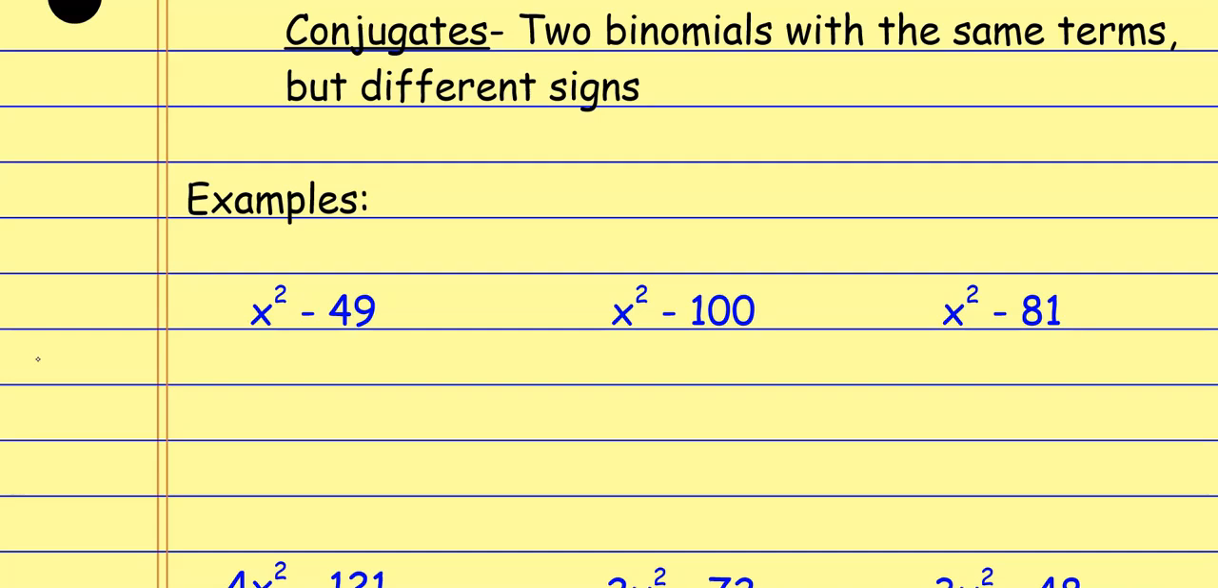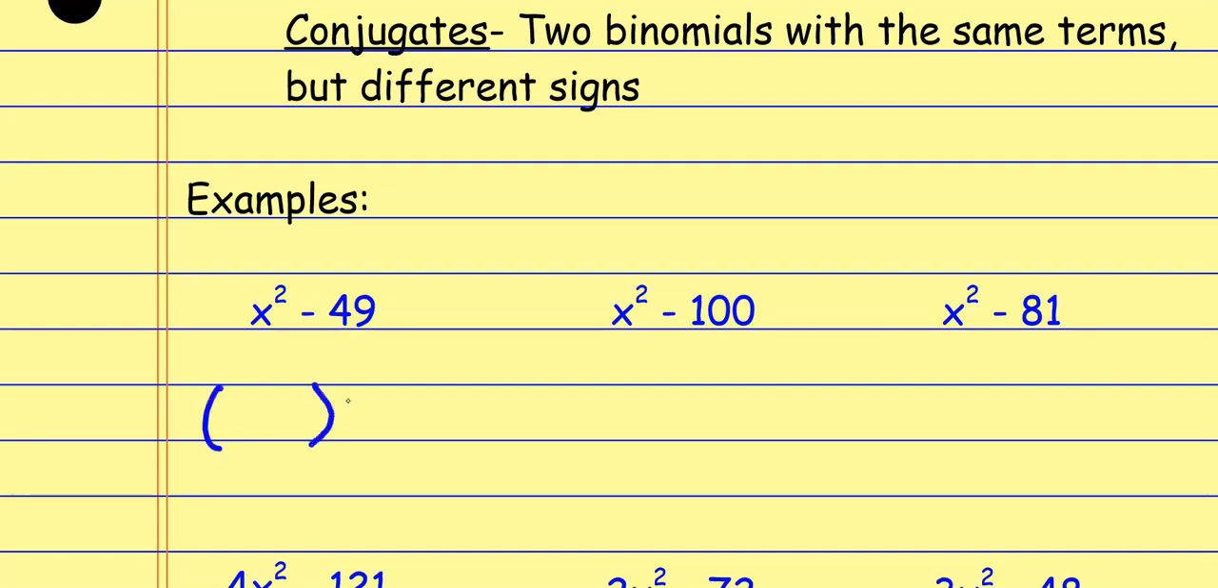Look for perfect squares, make sure it's subtraction. Difference of squares, subtraction of perfect squares. So here, x squared minus 49. 49 is a perfect square. X squared is a perfect square. We have subtraction, so this is a difference of squares.